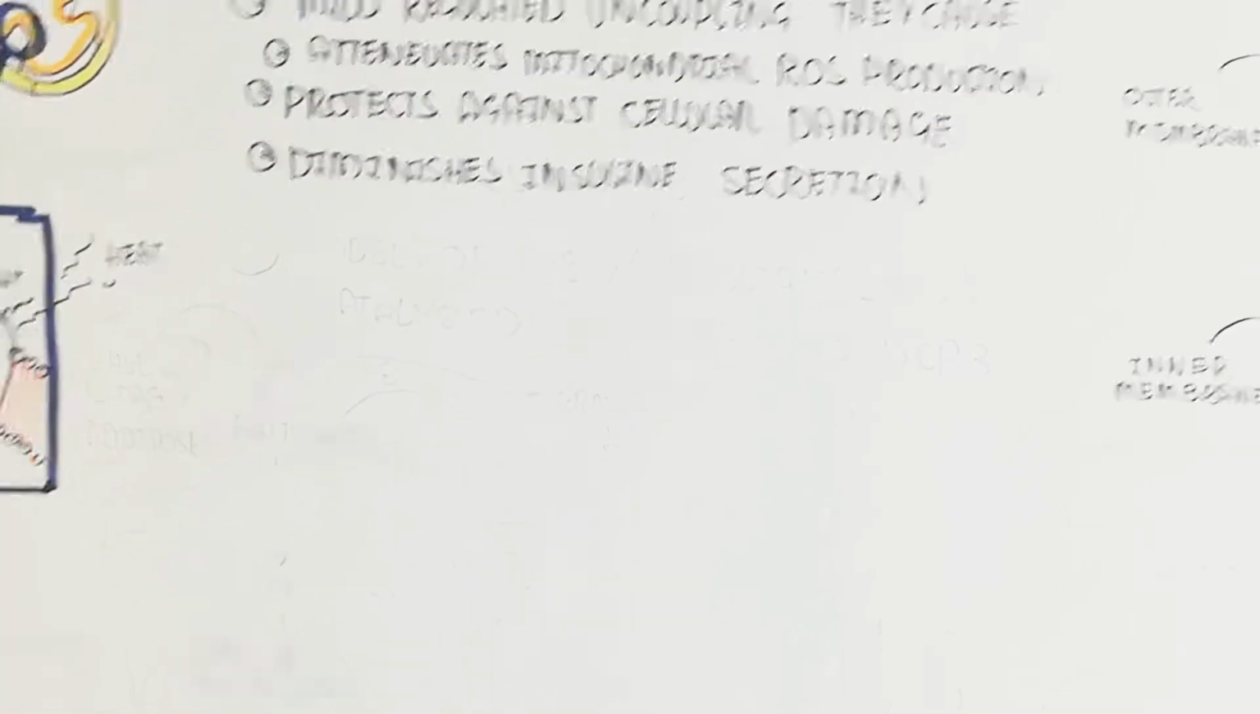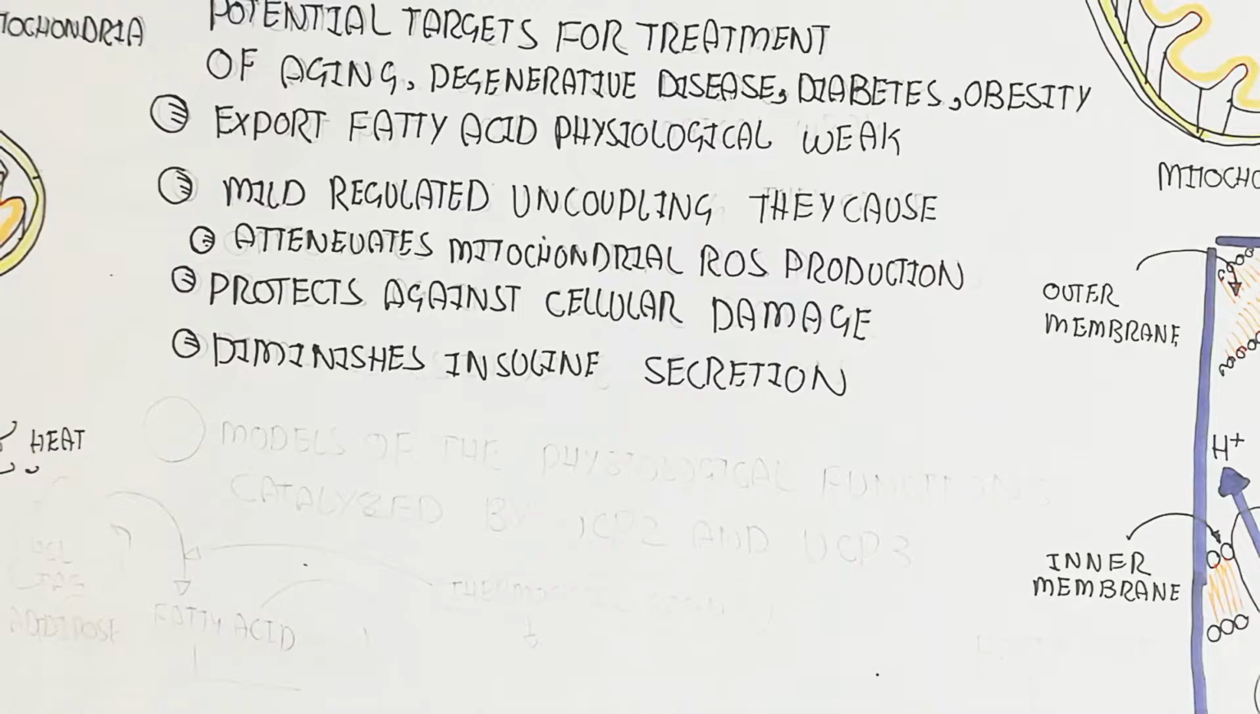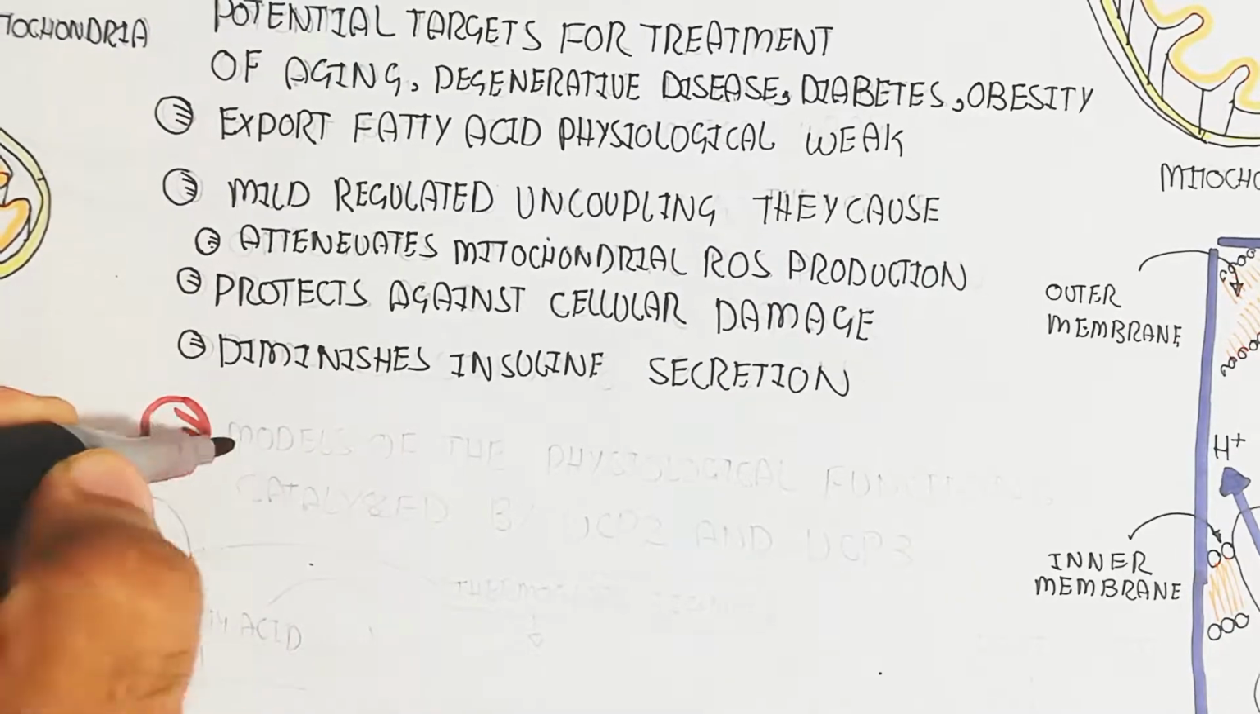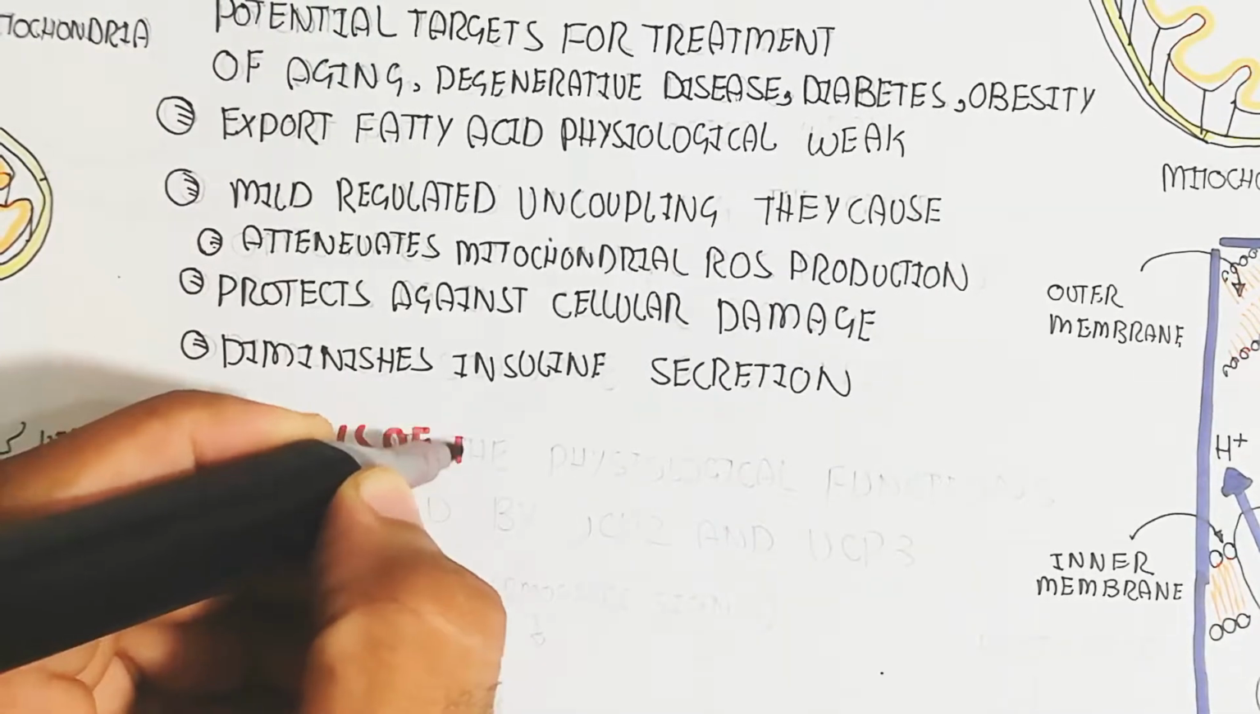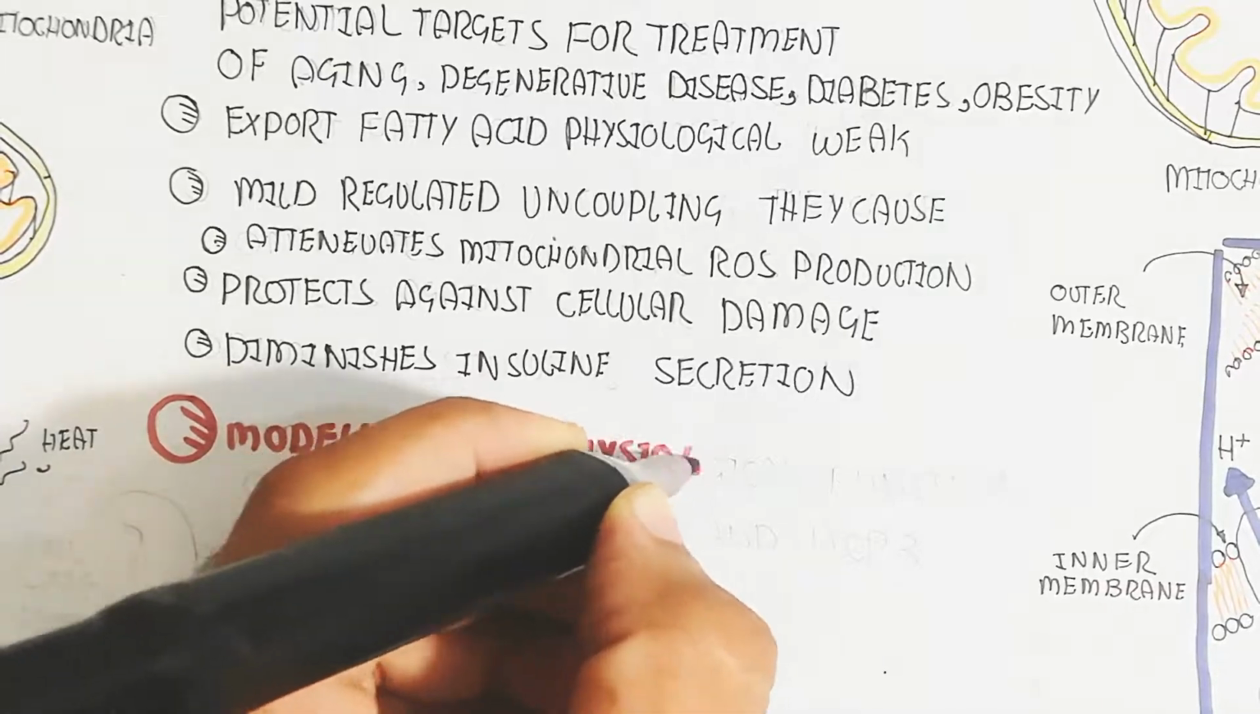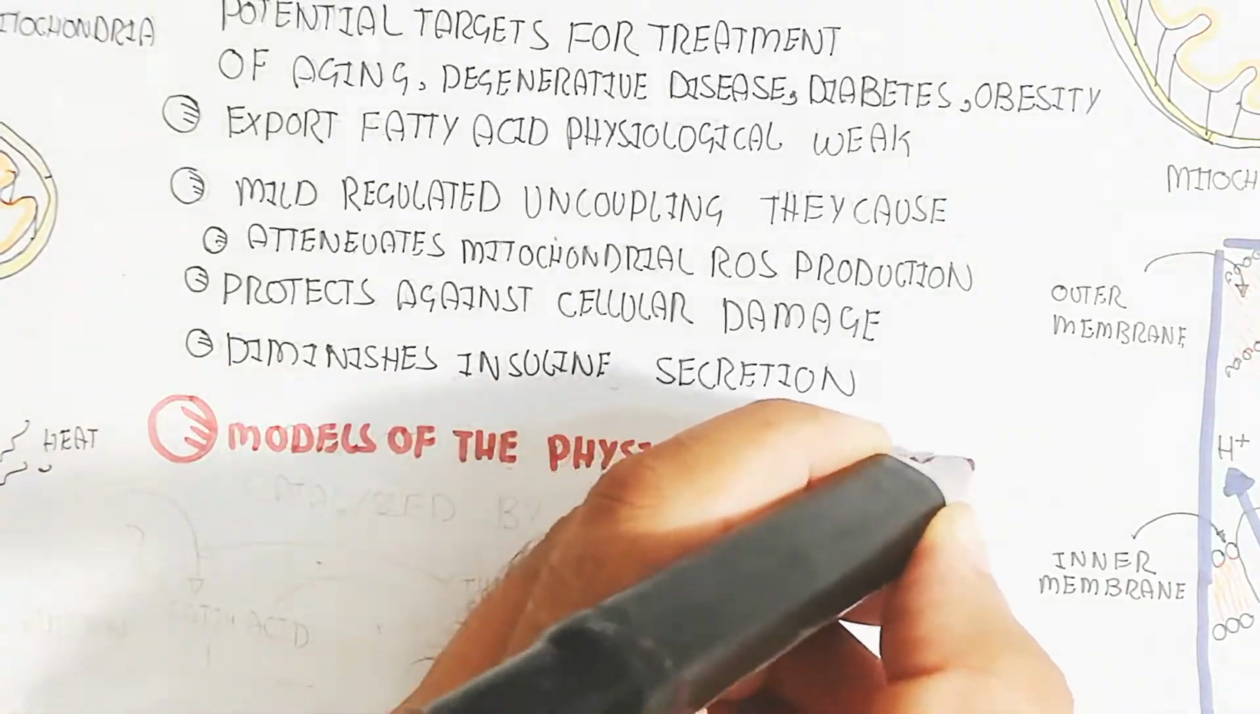Ignore the insulin secretion for now, we will discuss it later. So let's begin to understand the model of the physiological function catalyzed by UCP2 and UCP3.